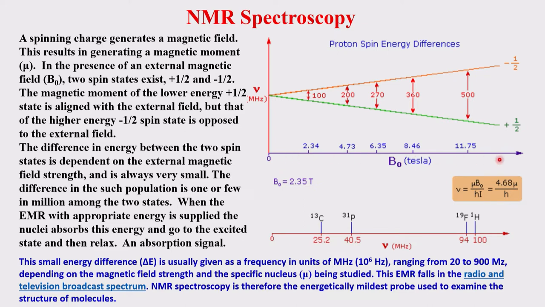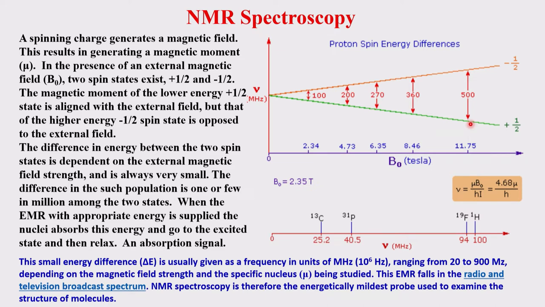Going from left to right on the x axis, you increase the field in Tesla. You can always open any physics book and see what the Tesla strength means. Going from 2.3 to 4.7 to 6.3 to 8.4, etc., you see that the frequencies differ. This is with respect to a proton, or a hydrogen nucleus. For the hydrogen nucleus, this will be 100 megahertz, at this field 200 megahertz, at this field 270 megahertz, at this field 360 megahertz, at this field 500 megahertz. As I told you, you can go up to 900, close to 1000 for proton, not for all nuclei.